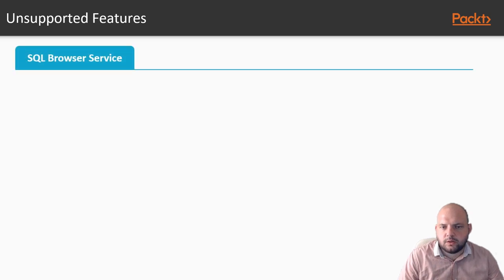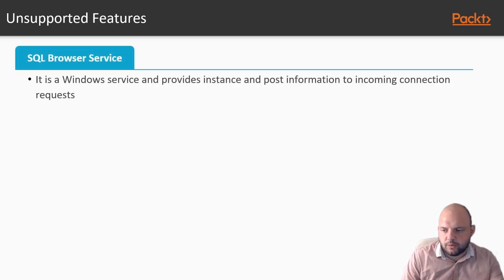So the unsupported feature list then. We started with the SQL browser service. Now the SQL browser service is a Windows service that provides instance and port information to incoming connection requests. This isn't required with Azure SQL database as it listens on port 1433 only.